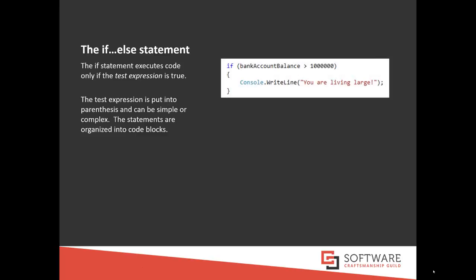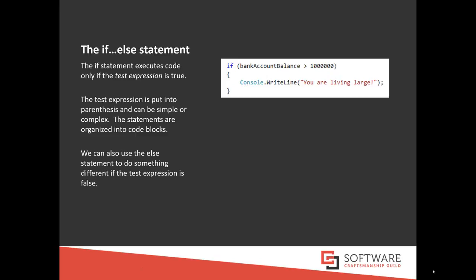So let's take a look at an example here. Say for example, I have a variable called bank account balance, which has your bank account balance in it. I can say if, parenthesis, the bank account balance is greater than 1 million, then there's two curly braces. That code block will only be executed if the bank account balance is more than $1 million. Console.WriteLine, you are living large.